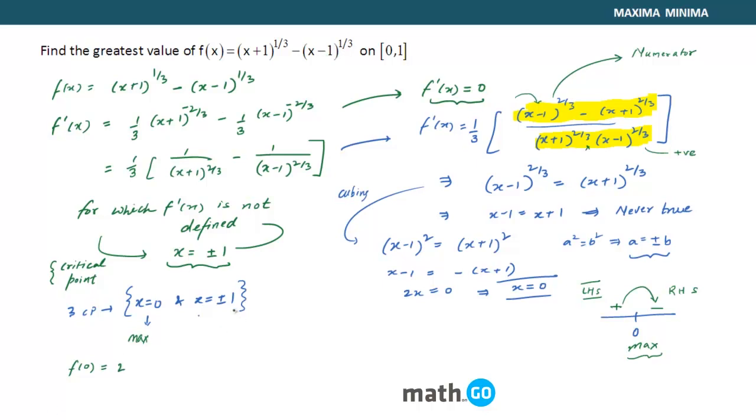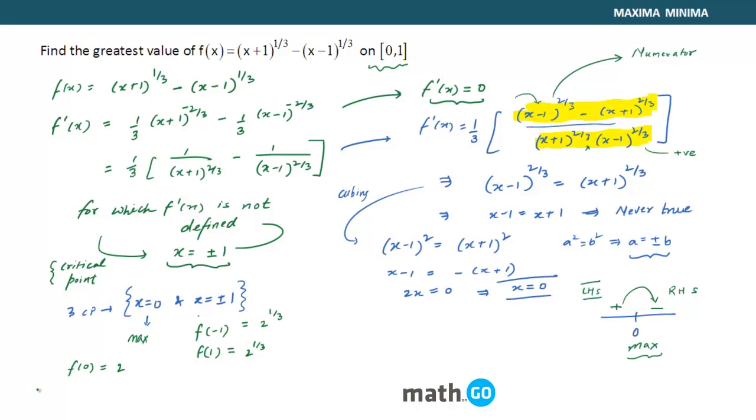Now tell me what are the values at the other extreme points, that is f1 and f minus 1. Though we need not calculate f minus 1 because the domain of x given to us is 0 to 1, still let's see. First of all, let's find out f1. This will become 0, and this will be 2 raised to power 1 by 3. And if I talk about minus 1, this will be 0 here and it will become again 2 raised to power 1 by 3.